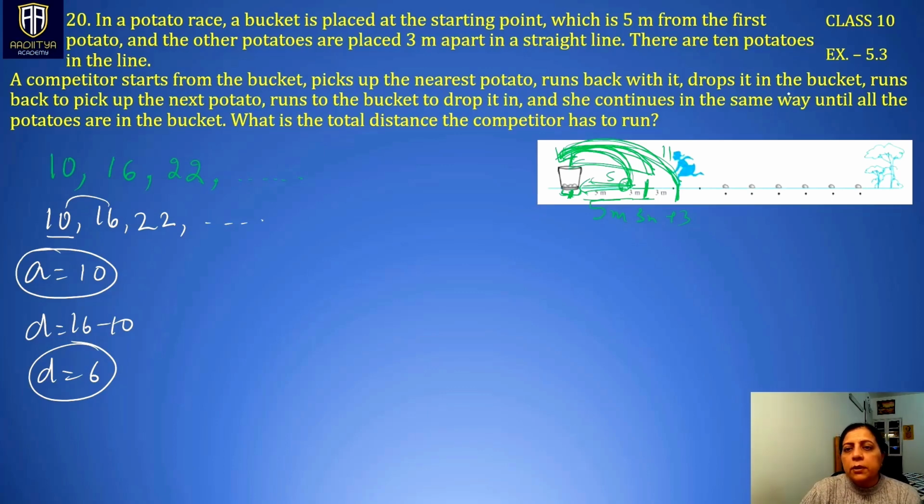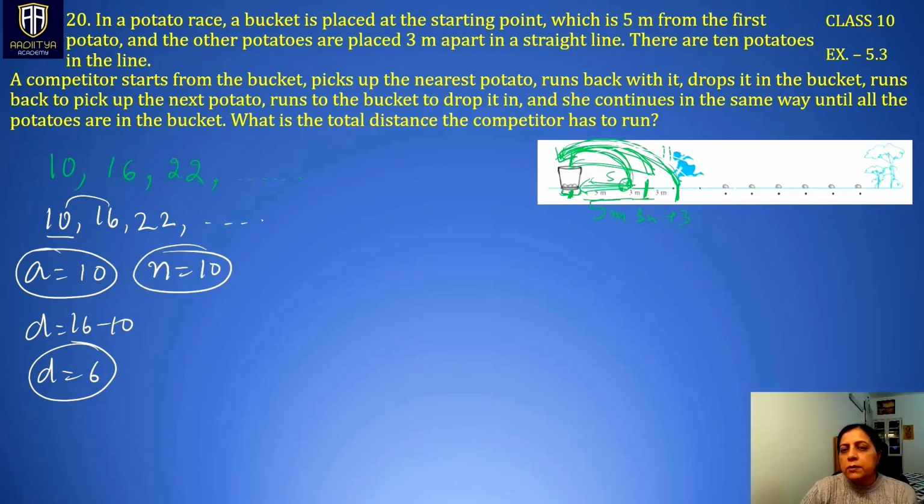See, it drops it in the bucket, runs back to pick up the next potato, runs to the bucket to drop it. And she continues in the same way until all the potatoes are in the bucket. What is the total distance the competitor has to run? So this way she has been going to pick up all the potatoes and coming back. So I have taken the sum of the two distances, like going to one potato and coming back, as one term, right? And this way she has to pick up 10 potatoes. That means n here is 10.